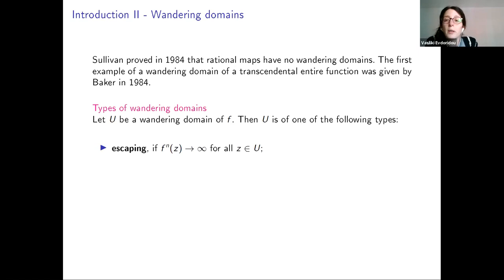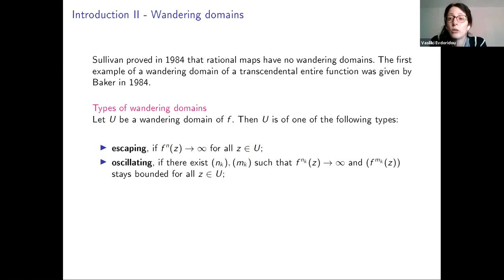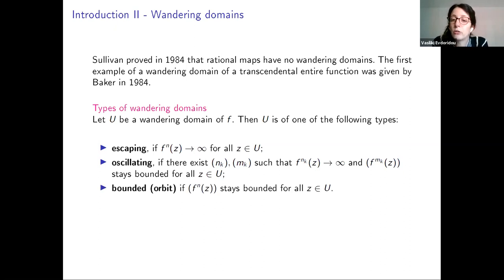We say that the wandering domain is escaping, I think this was also mentioned in Gwyneth's talk, if the orbits of all points in the wandering domain tend to infinity. We say that the wandering domain is oscillating if every point in it has a subsequence of its orbit that stays bounded and a subsequence tending to infinity. And the third case is where the orbits of all points stay bounded. We say that our wandering domain is of bounded orbit type.